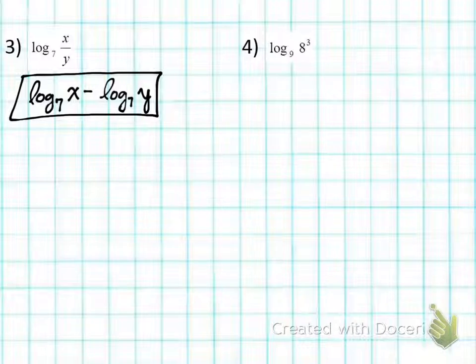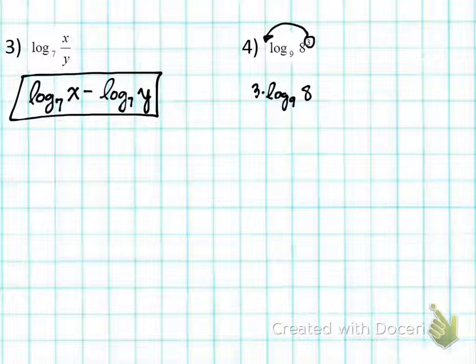Power property. Good. Okay. So we got 8 to the third. We have a third. That's our power. So we're going to put this in the front. So you can put 3 times log base 9 of 8. Okay, now this is technically your answer.